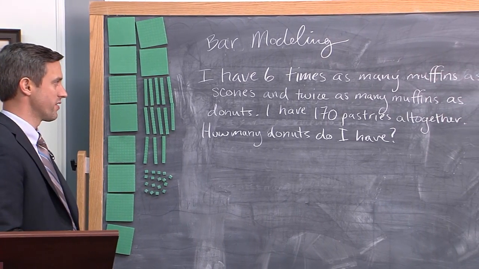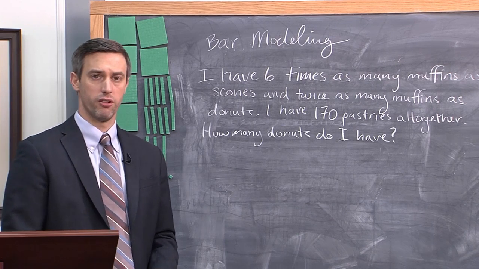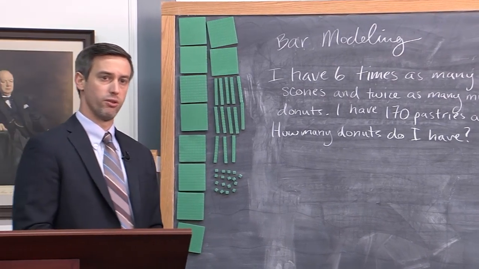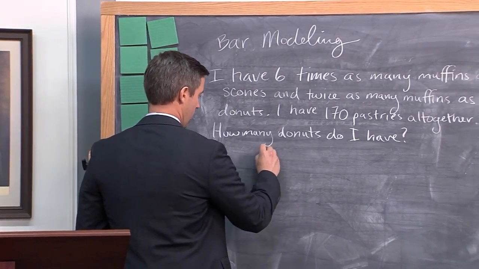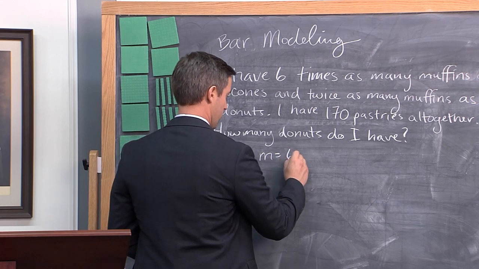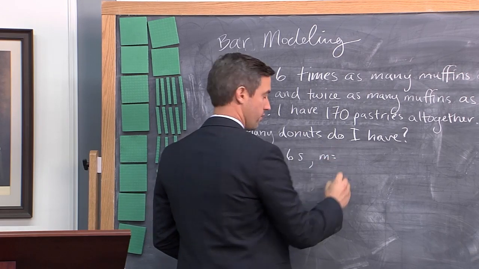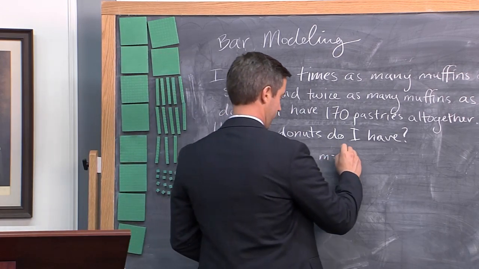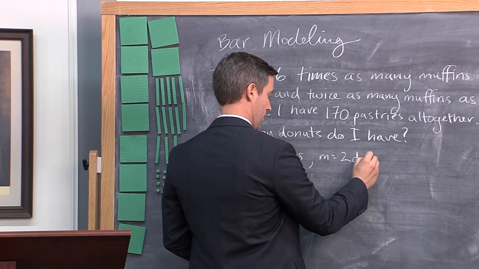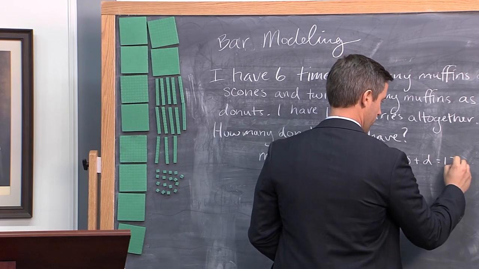Let's read the problem. I have 6 times as many muffins as scones and twice as many muffins as donuts. I have 170 pastries altogether. How many donuts do I have? So the first step is, using algebra, you're going to set up the variables. Muffins is equal to 6 times the number of scones. Muffins is also equal to 2 times the number of donuts. And you know that muffins plus scones plus donuts is equal to 170.